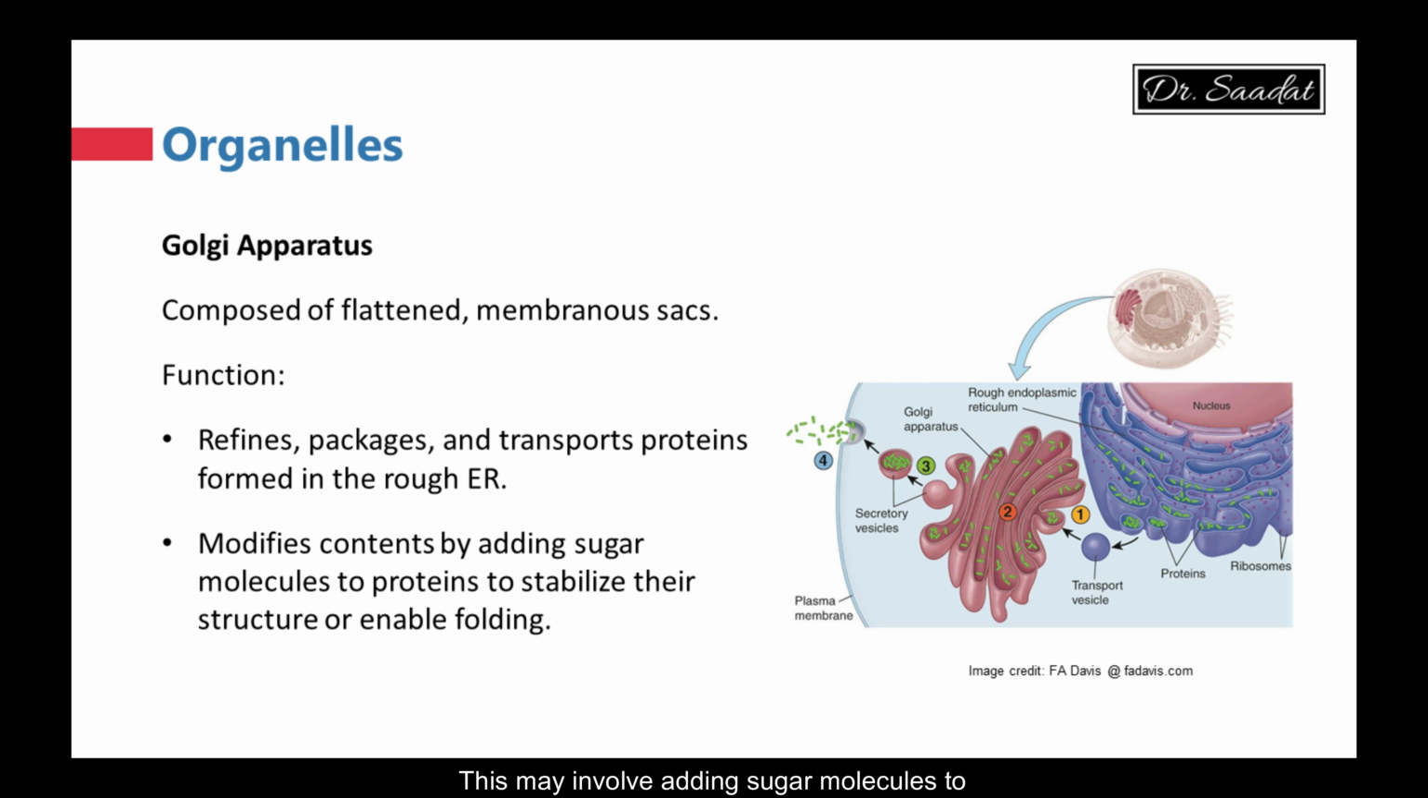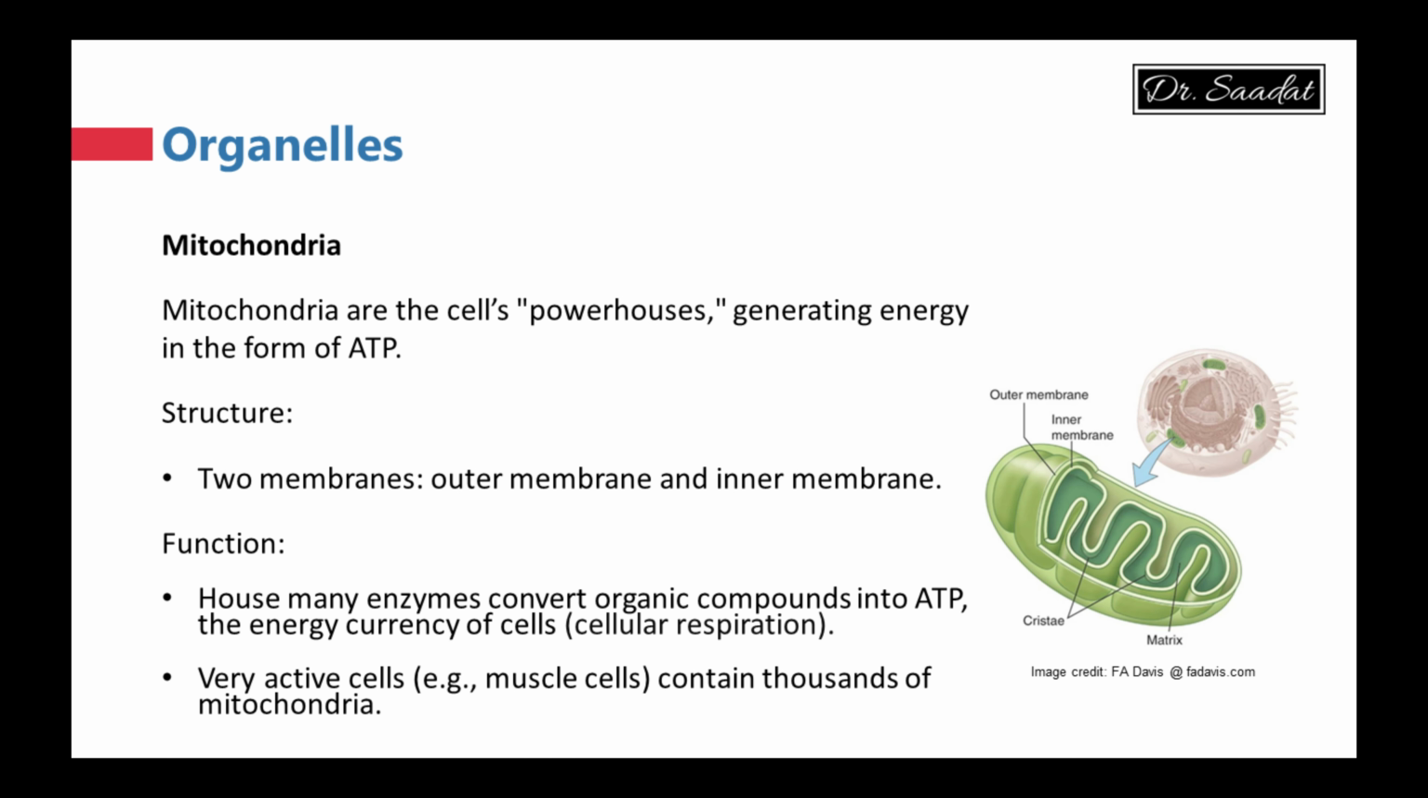This may involve adding sugar molecules to proteins, which is like attaching tags or labels. These sugar tags can help stabilize the protein structure or enable them to fold correctly. Once processed, the Golgi apparatus directs these proteins to specific cellular locations inside or outside of the cells.